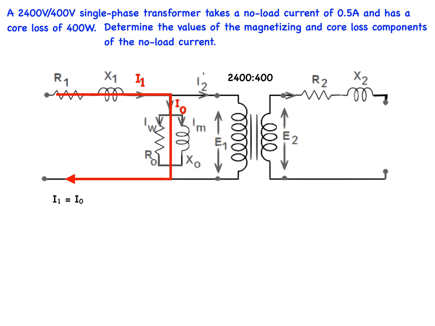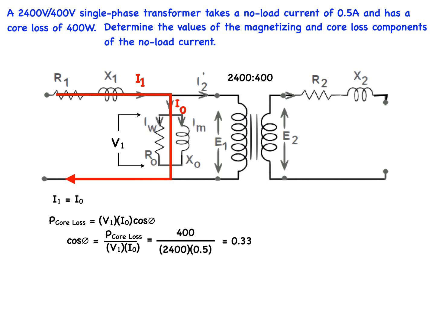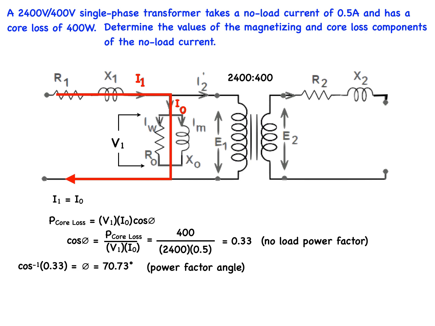The core loss will be given by the voltage drop V1 times the magnetizing current I0 times the cosine of the angle between them, cos theta. The power factor then is equal to P core loss divided by the quantity V1 times I0. Filling in the actual values gives us a no-load power factor of 0.33 and a power factor angle of 70.73 degrees, found by taking the inverse cosine of 0.33.